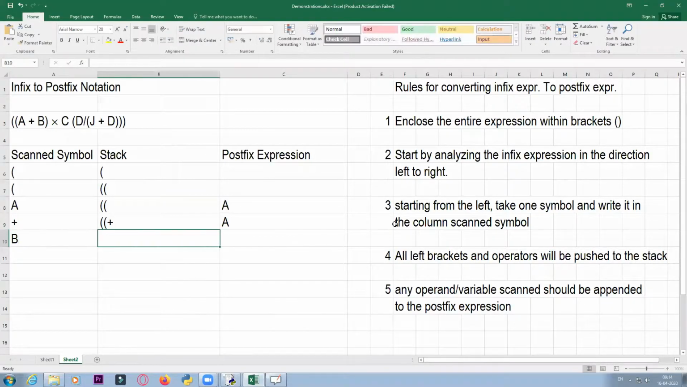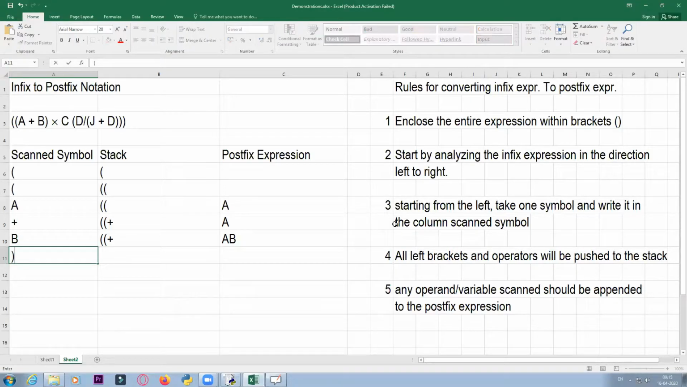Next is B. Again, our stack remains as it is, and B would be appended to the postfix expression. Remember, all the operands or variables which you encounter, they would be trailing. That is, they would be inserted at the back, inserted after the existing elements in the postfix expression. Okay, because A was encountered before B, so A would be there right in the beginning of the postfix expression.